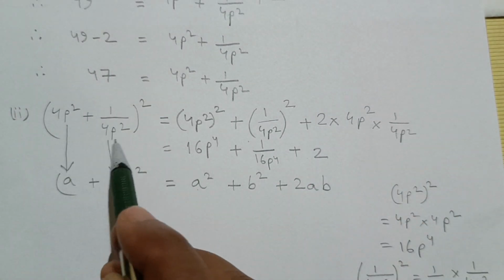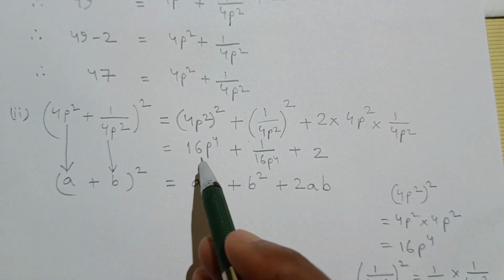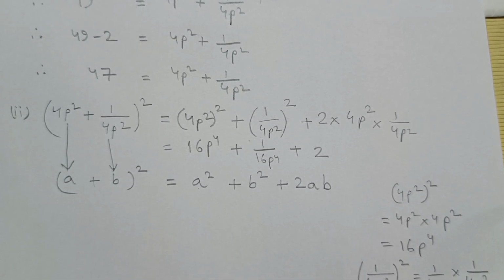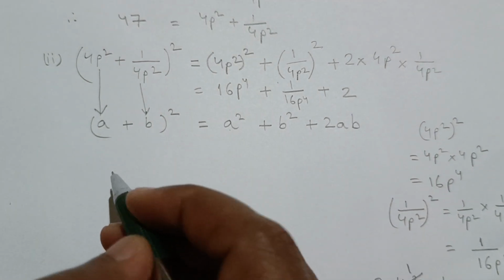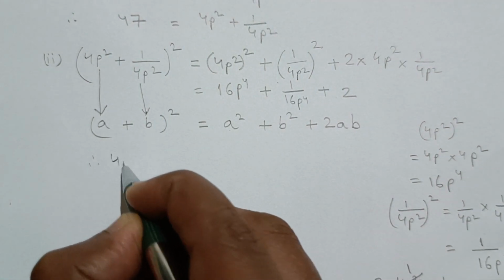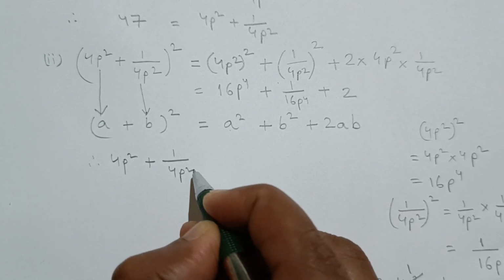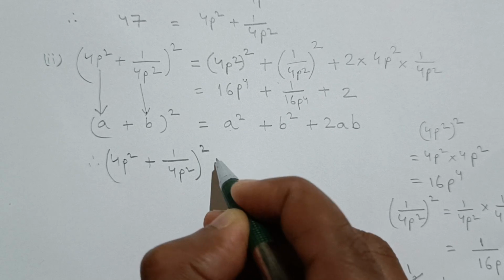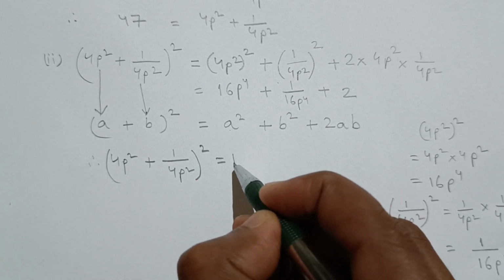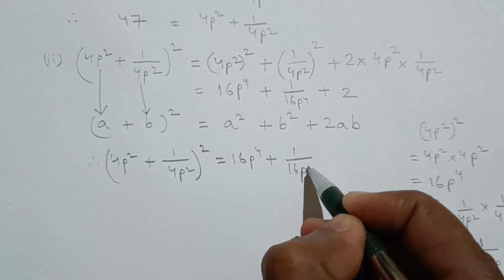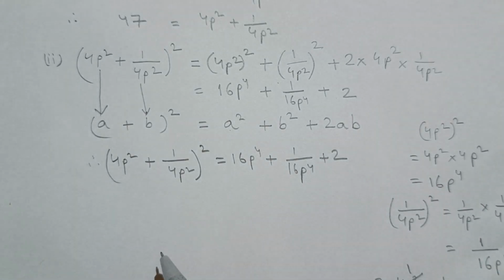So (4p² + 1/4p²)² is 16p⁴ plus 1/16p⁴ plus 2. So I will write it over here. Therefore (4p² + 1/4p²)² is equal to 16p⁴ plus 1/16p⁴ plus 2.